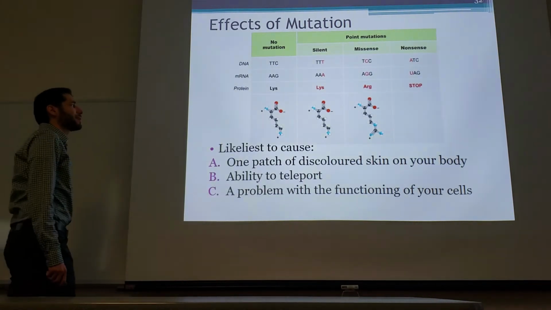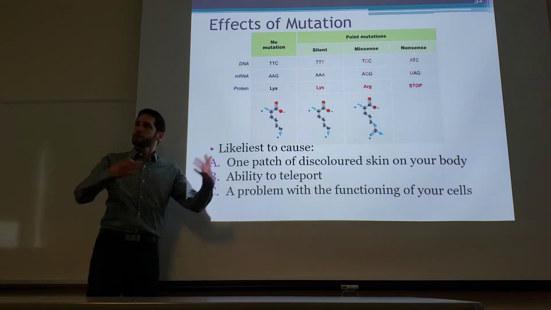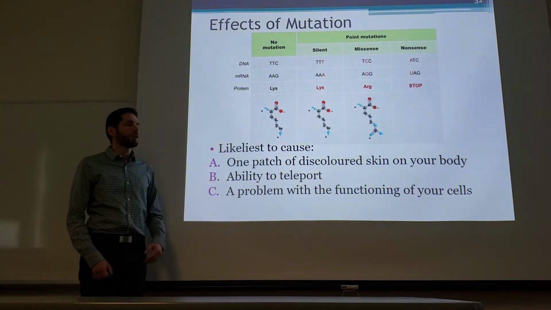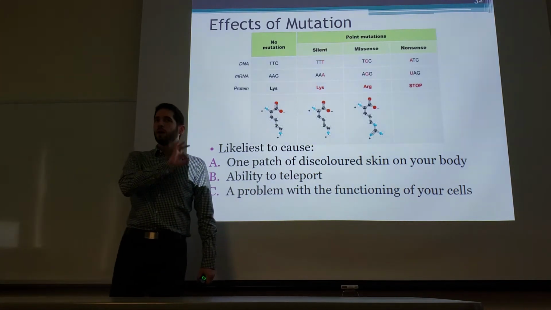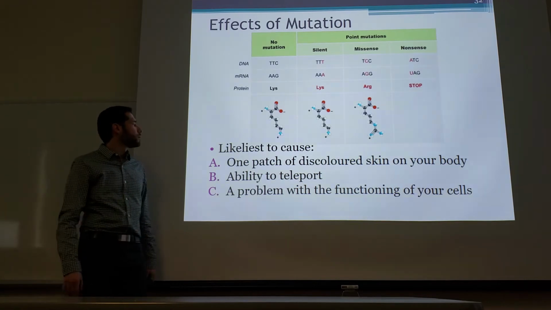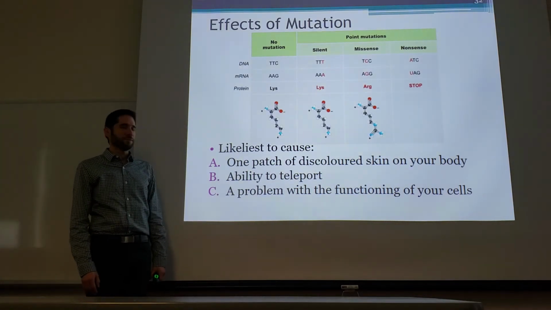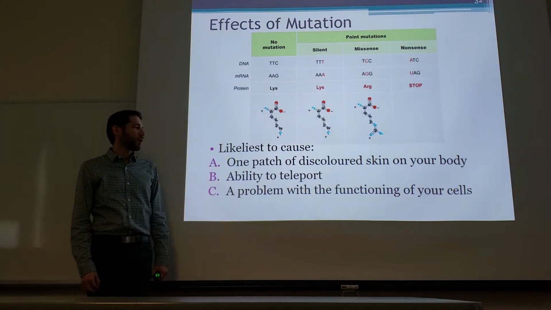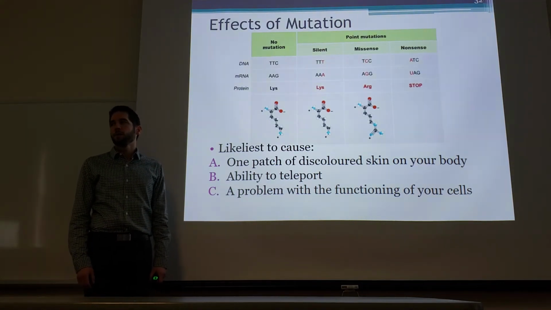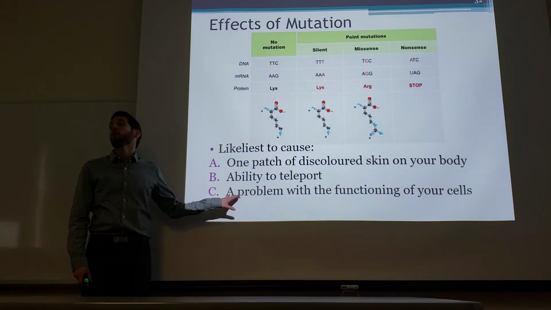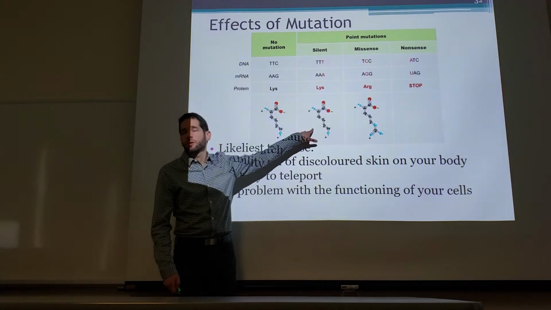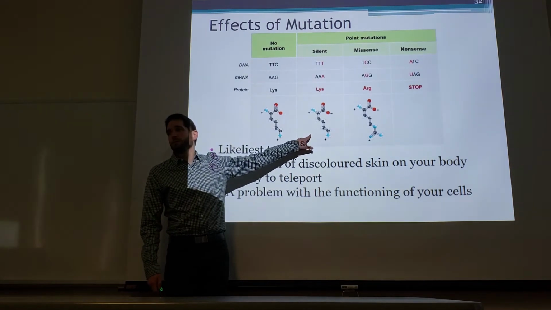So what is a mutation likeliest to cause? A, one patch of discolored skin on your body, so now this patch of skin on my body is red instead of normal. B, ability to teleport, could be. Or C, a problem with the functioning of your cells. Okay, so no debate here, it's C, a problem with the functioning of your cells. What kind of problem? I don't know. Depends what you just screwed up, right? But if it's a silent mutation, maybe nothing, which is interesting.